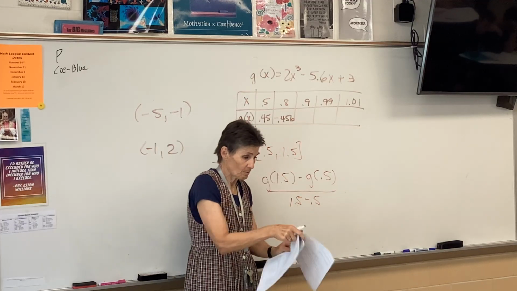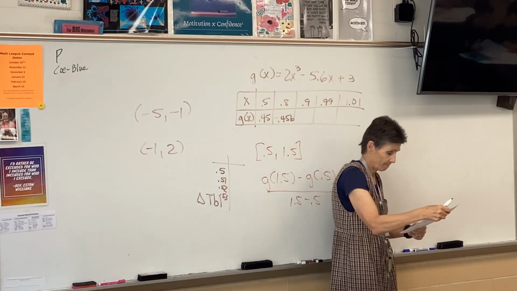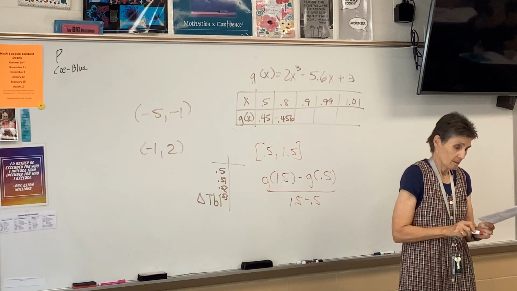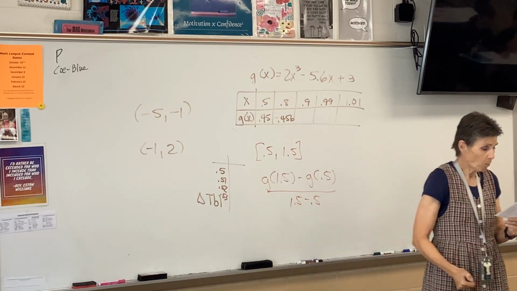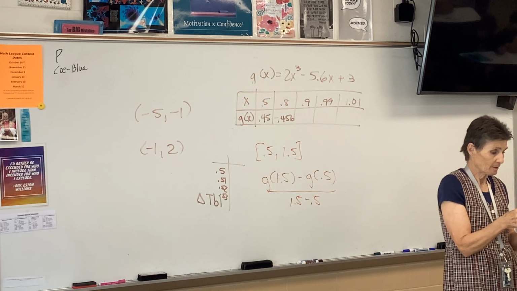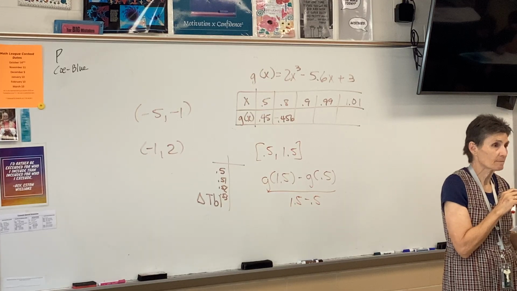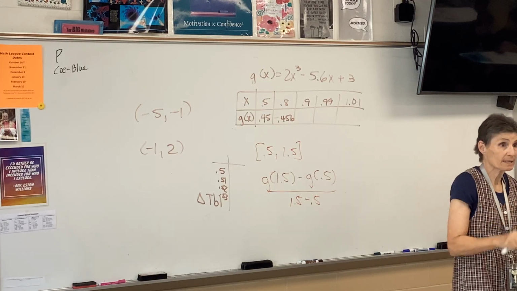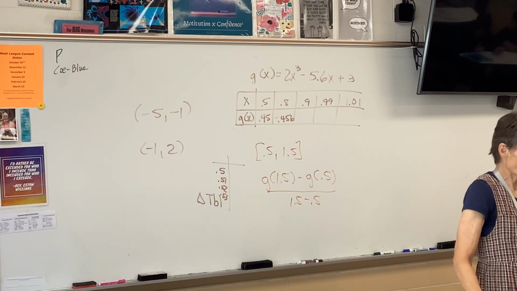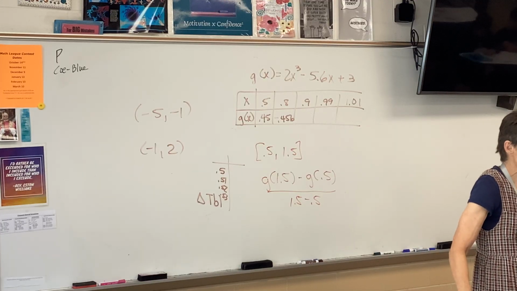All right, let's see what else we got. Number 7. Circle the right answer. From point A to point B, the rate of change is increasing, concave up, because the graph is concave up. All right? From B to C.